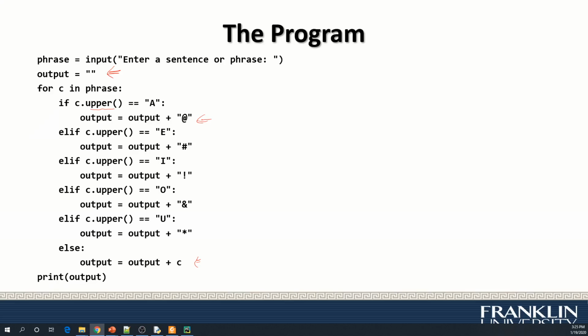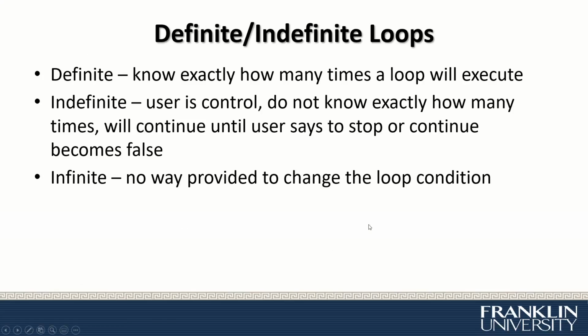Let me go back to the lecture. So a definite loop is when you know exactly how many times a loop will execute. Typically in a for loop, you know exactly how many times it executes. An indefinite loop is a loop where you do not know exactly how many times it will execute, but it will continue until the user says to stop or the continue condition becomes false. We have seen that with the guessing game. This is an indefinite loop. An infinite loop has no way provided to change the loop condition. The loop just keeps going forever.